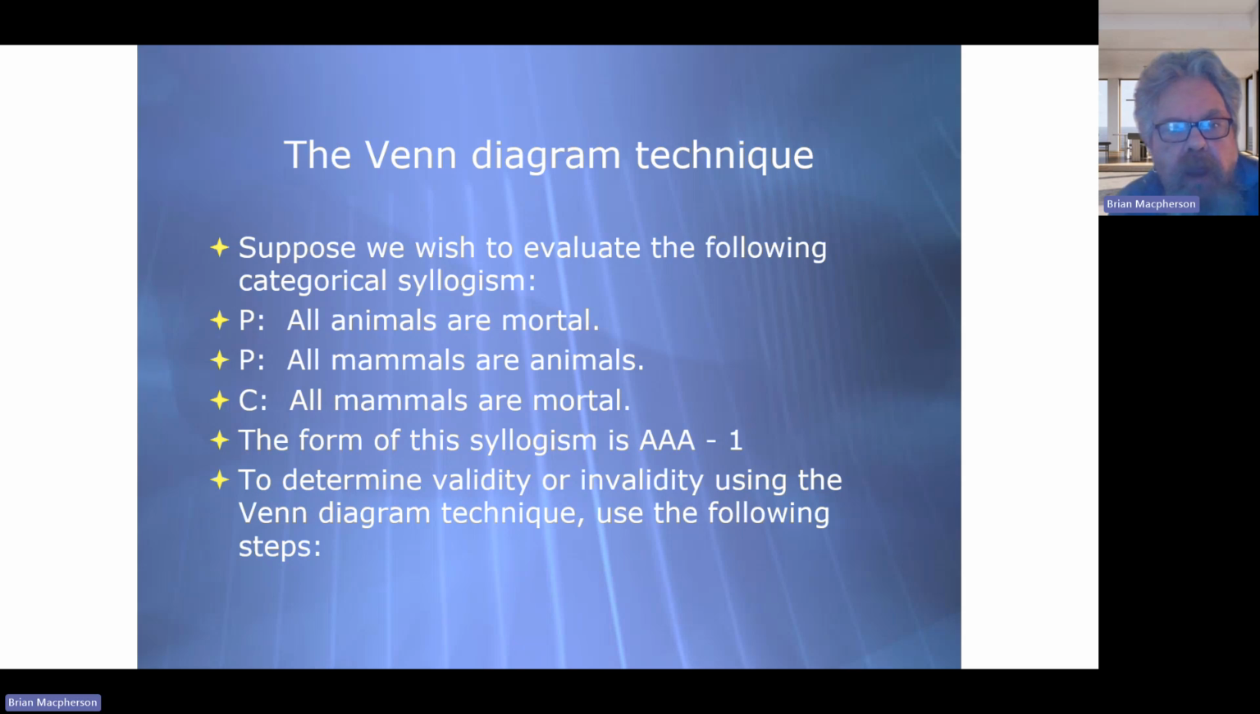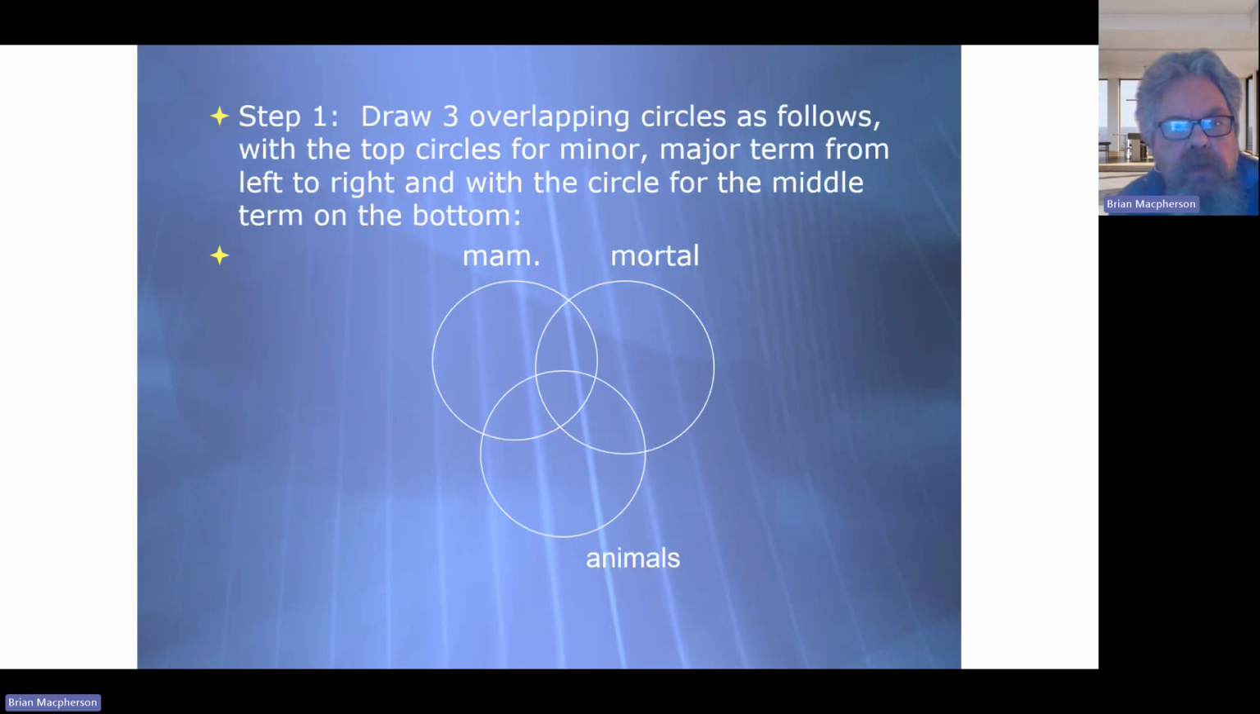It's in the first premise, and the minor term is mammals. It's in the second premise. It's the subject of the conclusion. Okay, so then what we did is we put in three overlapping circles.